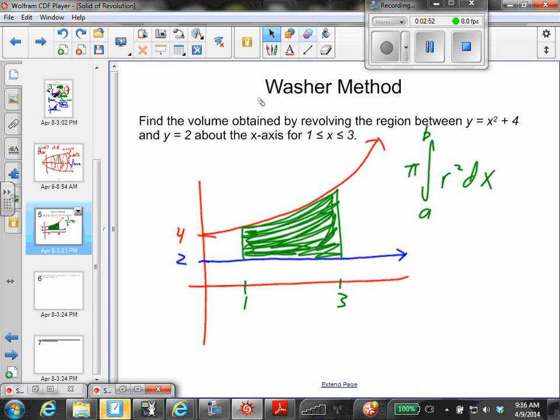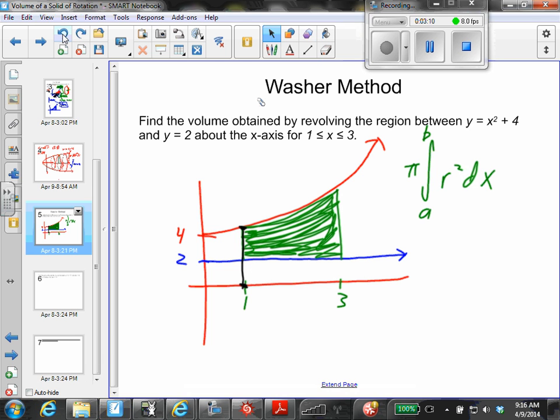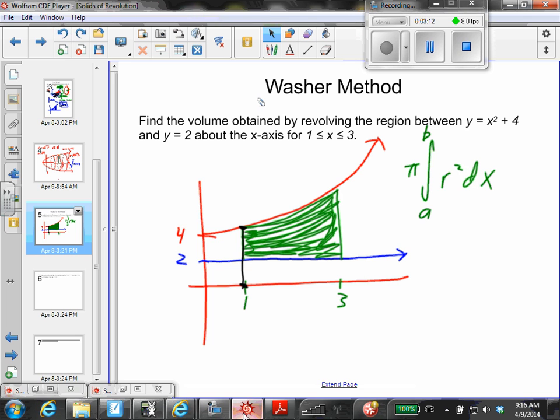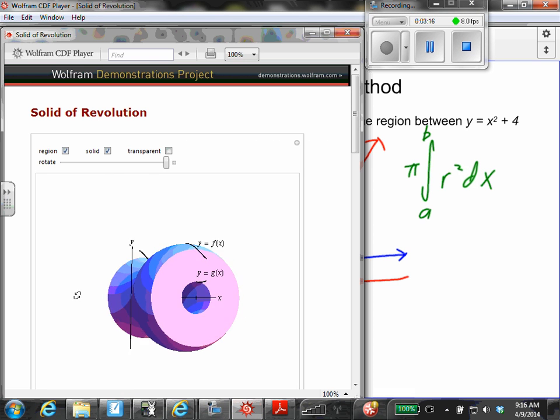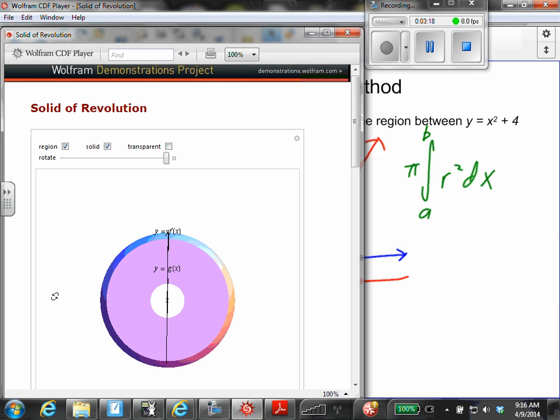But now we can't use a disk, because if you remember, we use the disk method when the area that we're rotating around the axis is right up next to the axis of rotation. And you can see that we have this gap in between our area and our axis of rotation. And that gap is what's going to create the hole like what we had here. So when you look in the middle of this thing, the gap between the area and the axis of rotation is going to create a hole in the middle.